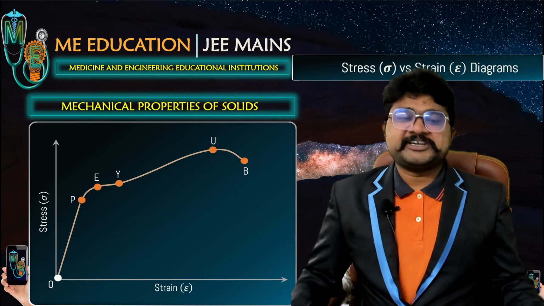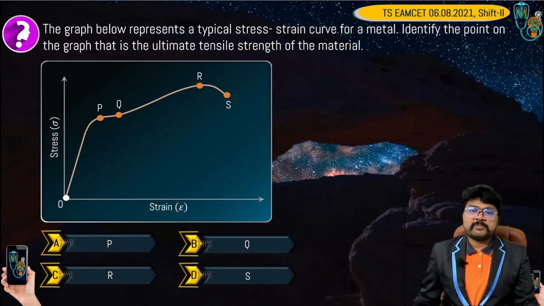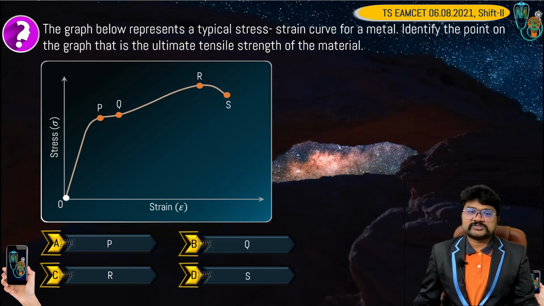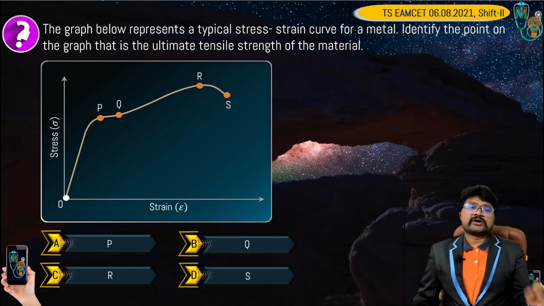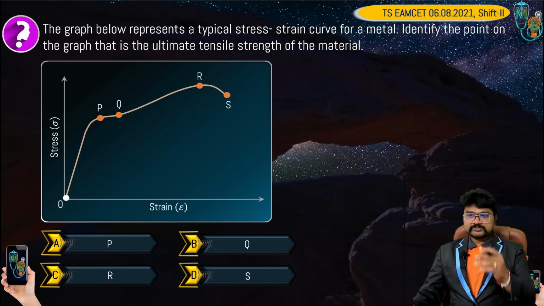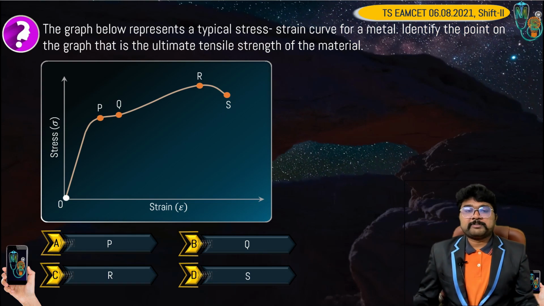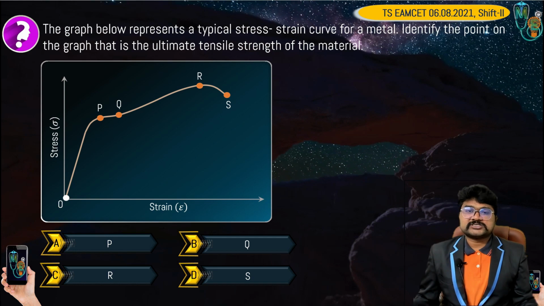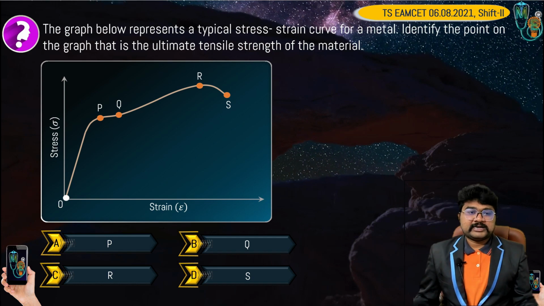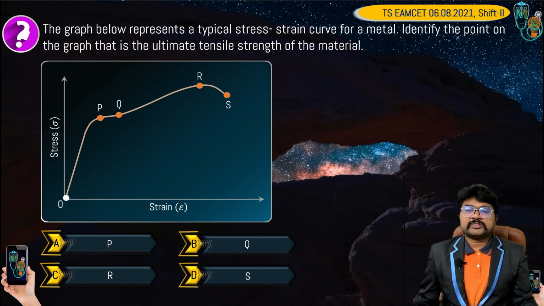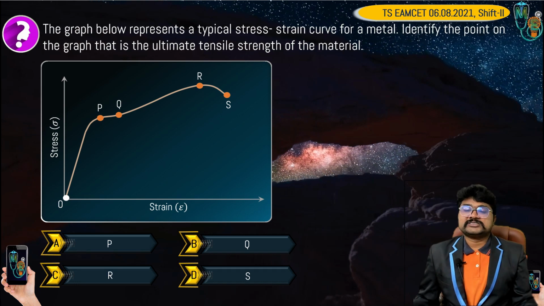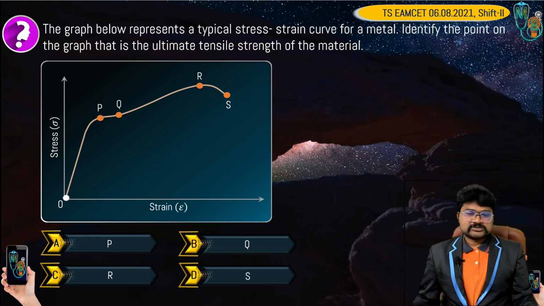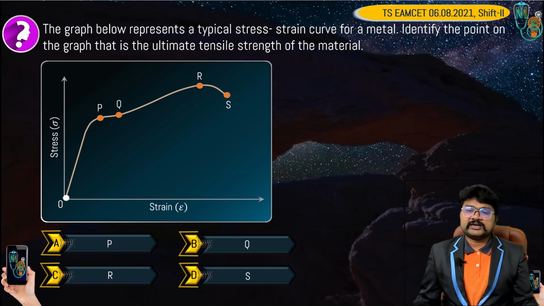Let's start the session. Now we can solve some problems based on stress versus strain diagram. Read the question carefully. The graph below represents a typical stress strain diagram for a metal. Identify the point on the graph that is the ultimate tensile strength of the material. We already know this.